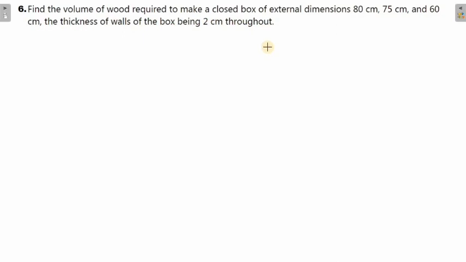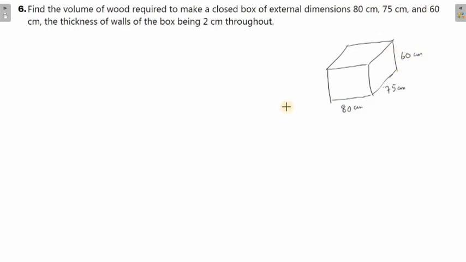Okay, so there is a closed wooden box. Let me draw a rough diagram for better understanding. So we have a closed wooden box, and this is my wooden box, whose external dimension is given to be 80 centimeter, 75 centimeter and 60 centimeter. So this is your 80 centimeter, this is your 75 centimeter, and this height is given to be 60 centimeter.